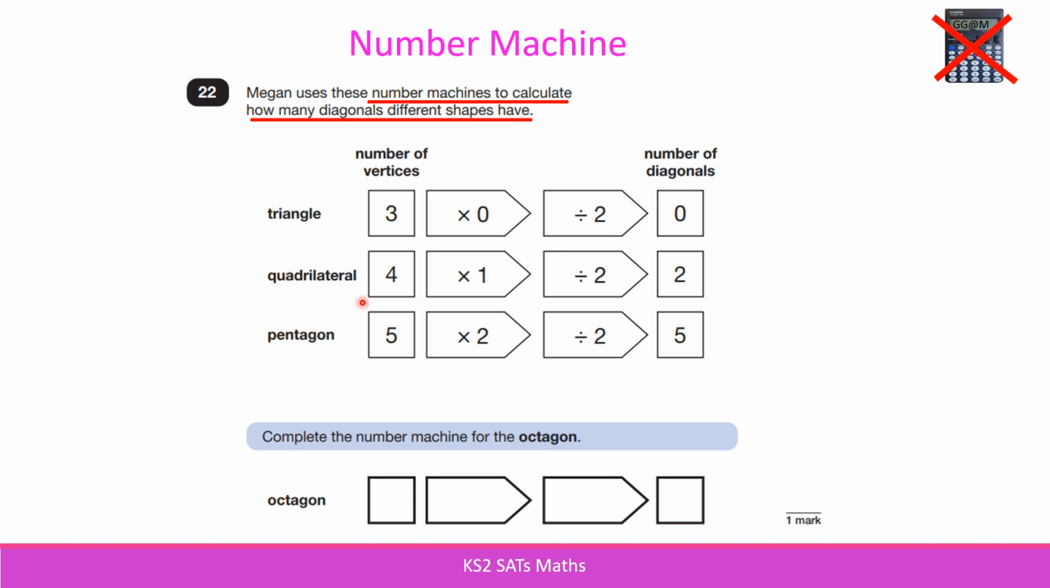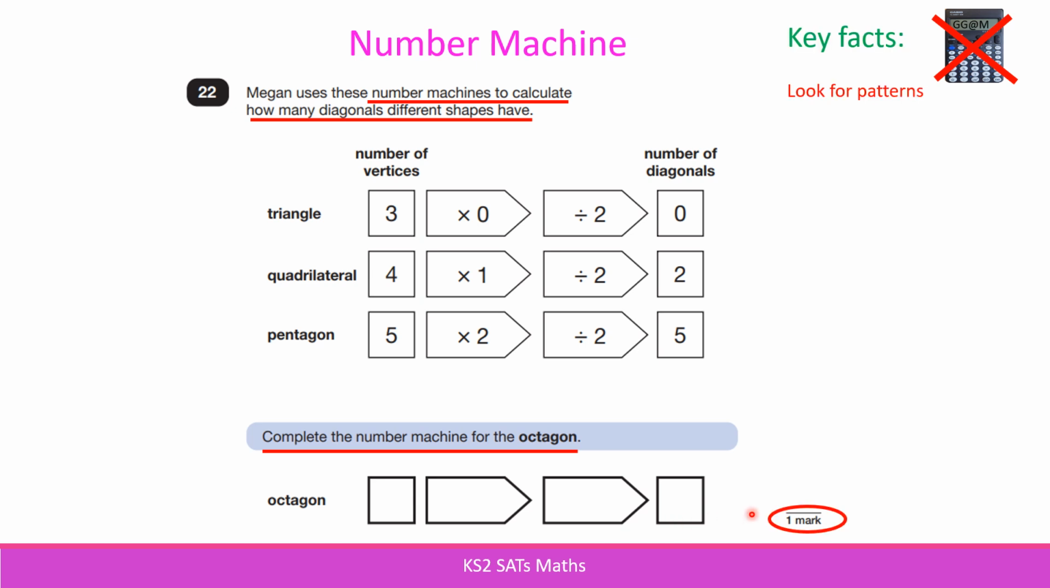A quadrilateral has got 4 vertices. A quadrilateral, remember, is any 4-sided shape. We multiply 4 by 1, gives me 4. Divided by 2 gives me 2, and that tells me the number of diagonals of a quadrilateral. A pentagon has got 5 vertices. We're going to times it by 2, divide it by 2. So 5 times 2 is 10, divided by 2 takes me back to 5, and that is the number of diagonals of that shape. You've got to complete the number machine for the octagon, which is written here. You've got to fill in these 4 boxes for 1 mark.